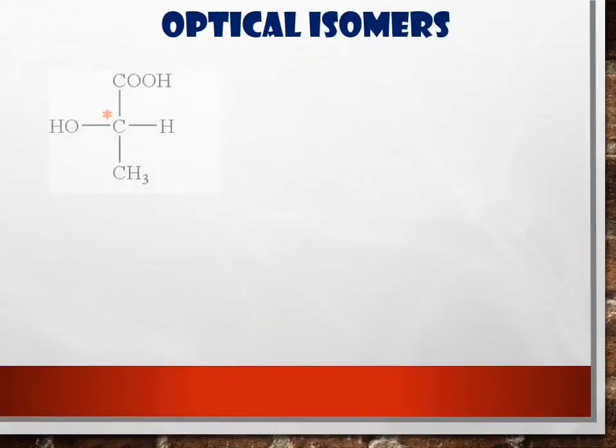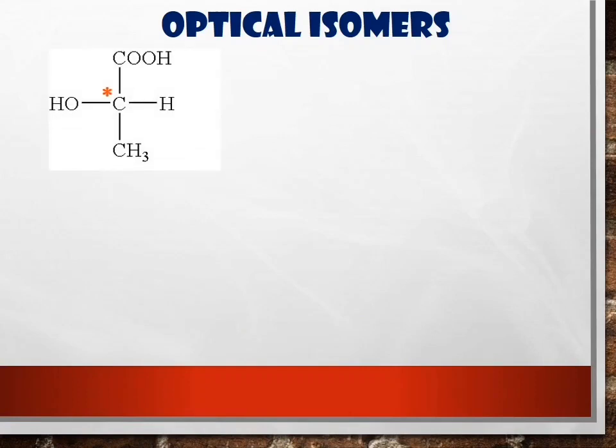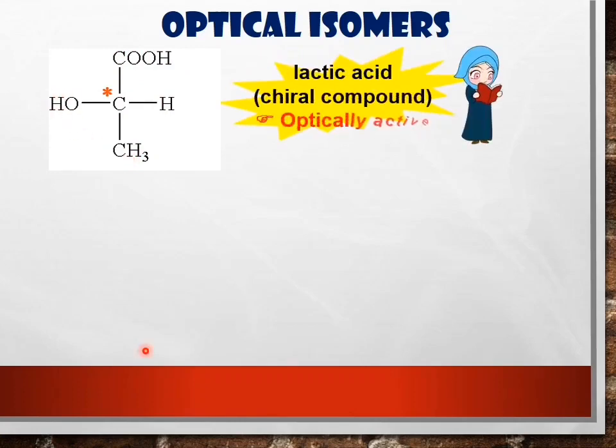Optical isomer. So an optical isomer must contain a chiral carbon. So look, here we have one chiral carbon that is bonded to a group of atoms here, COOH, and one hydrogen, CH3 and OH. So this is lactic acid. So lactic acid is optically active because it contains a chiral carbon.